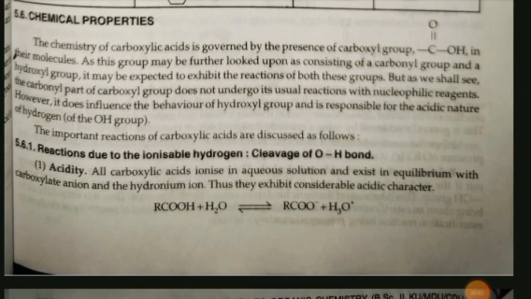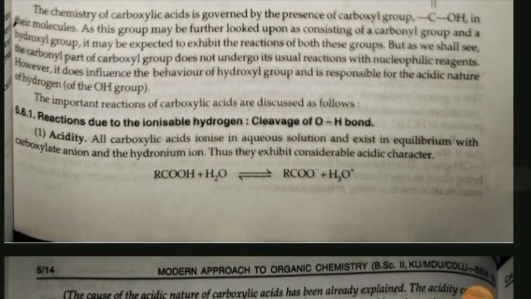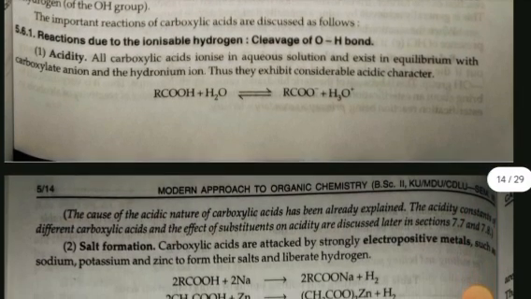Chemical properties. The chemistry of carboxylic acids is governed by the presence of the carboxyl group in their molecule, as this group may be looked upon as consisting of a carbonyl group and a hydroxyl group. It may be expected to exhibit the reactions of both these groups. But as we shall see, the carbonyl part of the carboxyl group does not undergo its usual reaction with nucleophilic reagents. However, it does influence the behavior of the hydroxyl group and it is responsible for the acidic nature of hydrogen. The important reactions of carboxylic acids are discussed as follows.